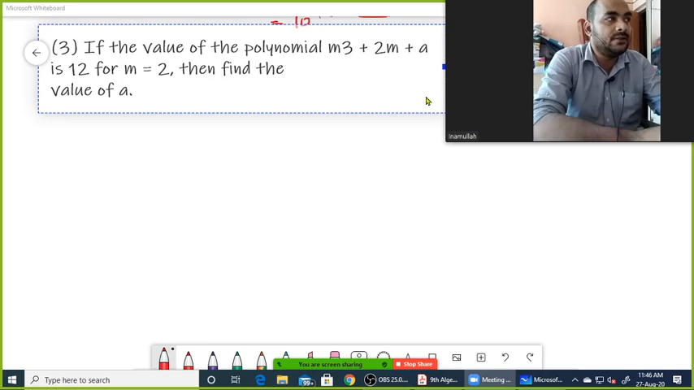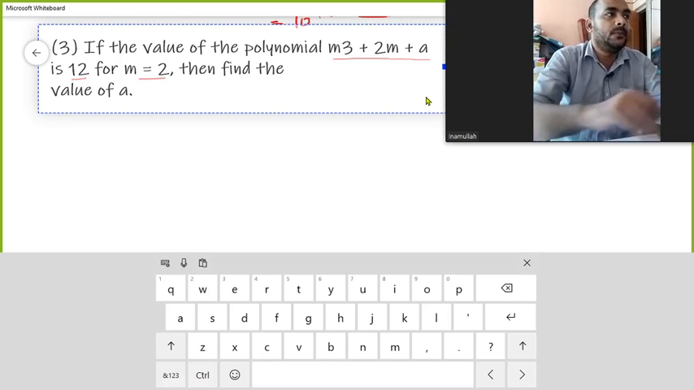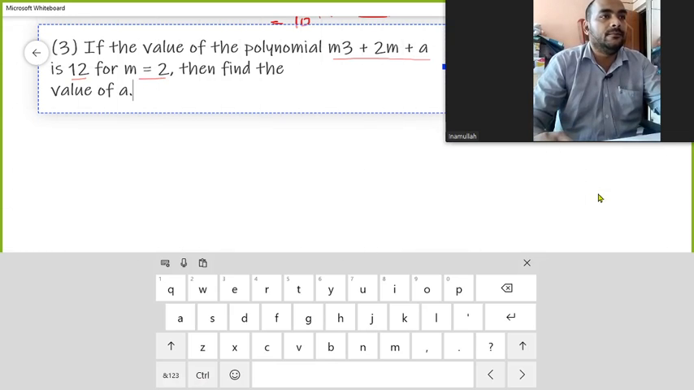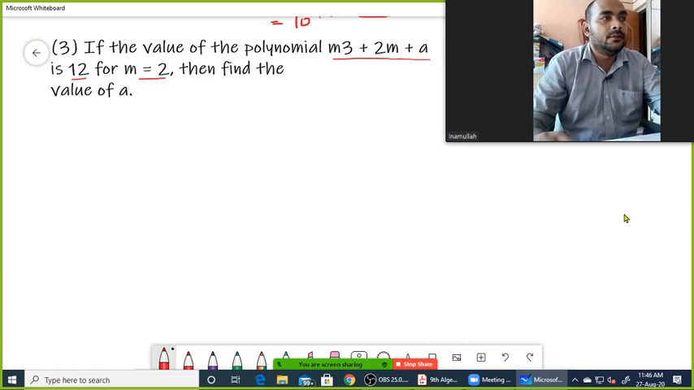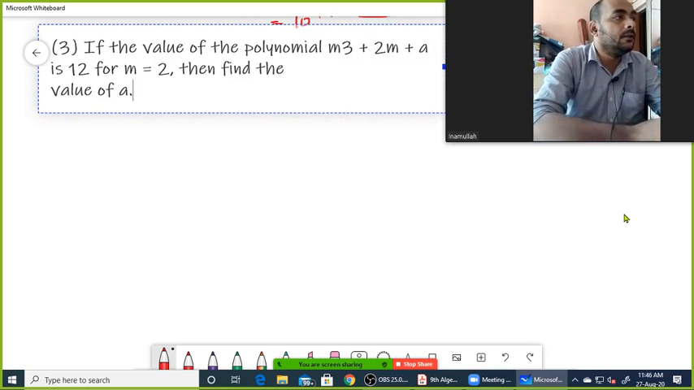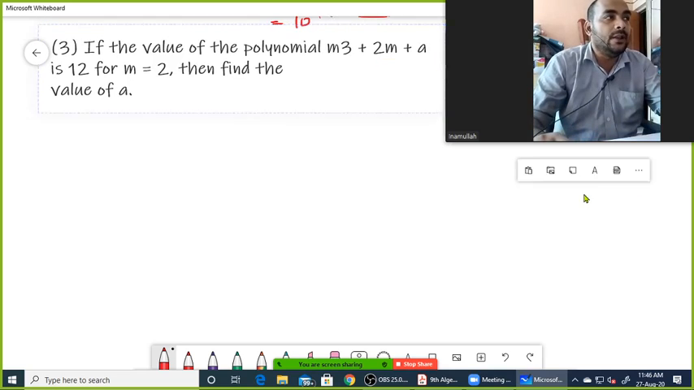Focus on this question number 3. If the value of the polynomial, this is the given polynomial, m cube plus 2m plus a, is 12. So this is the value when m is 2. Then find the value of a. So this is our question. I am going to find the value of a.